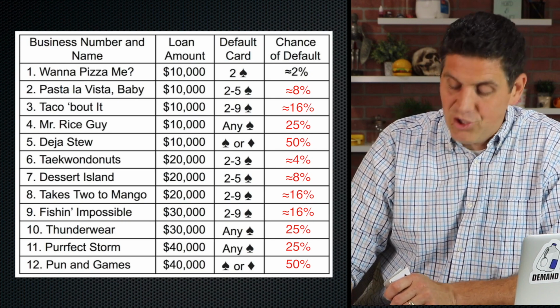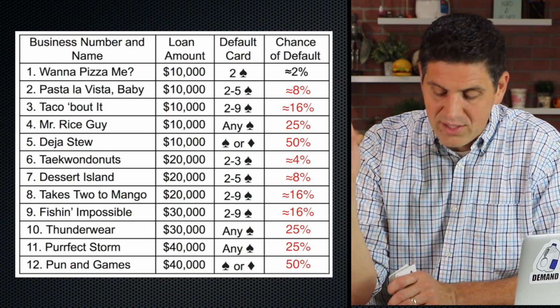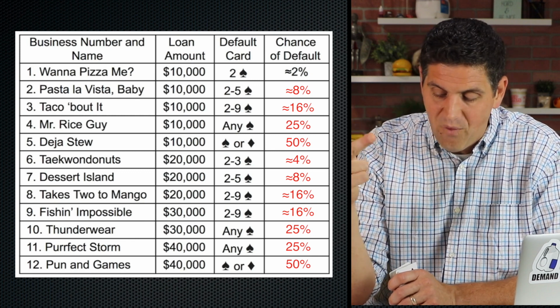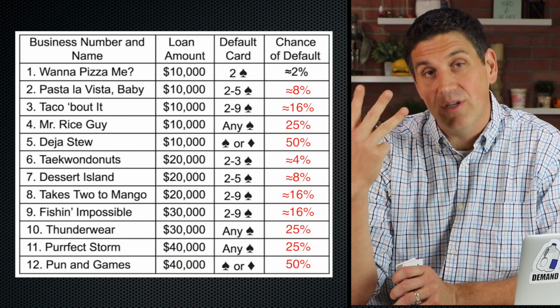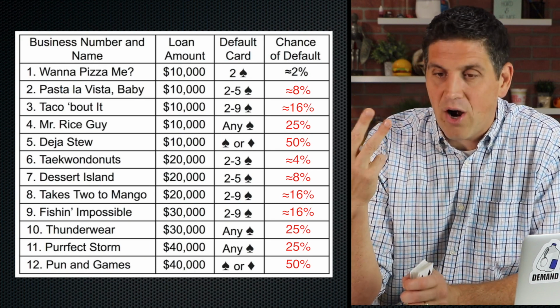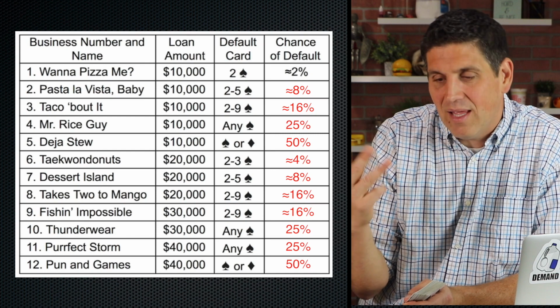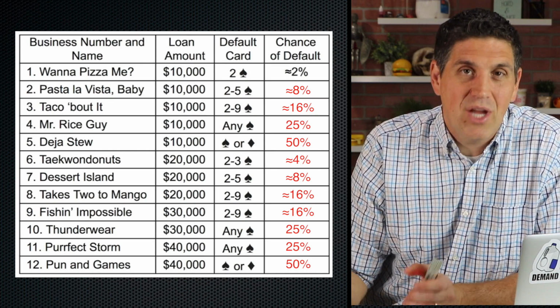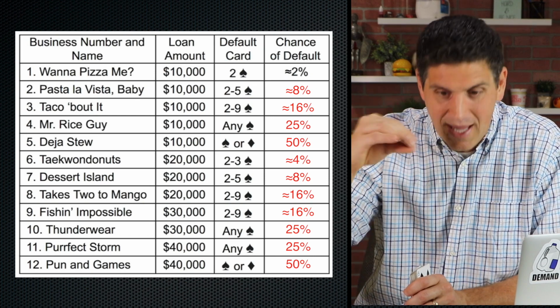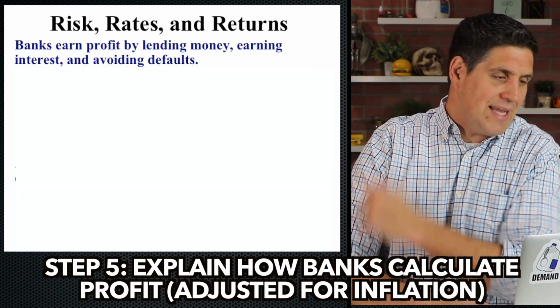It says approximation. The reason why, let's look at Pasta La Vista: there's the 2, 3, 4, and 5 of spades. Those are their default cards. If they pick any one of those 4, they're going to default. There's 4 cards out of approximately 50. That's basically an 8% chance of default. And it doesn't really matter if they actually calculate the exact percent chance of defaulting. Now, that said, take a look.